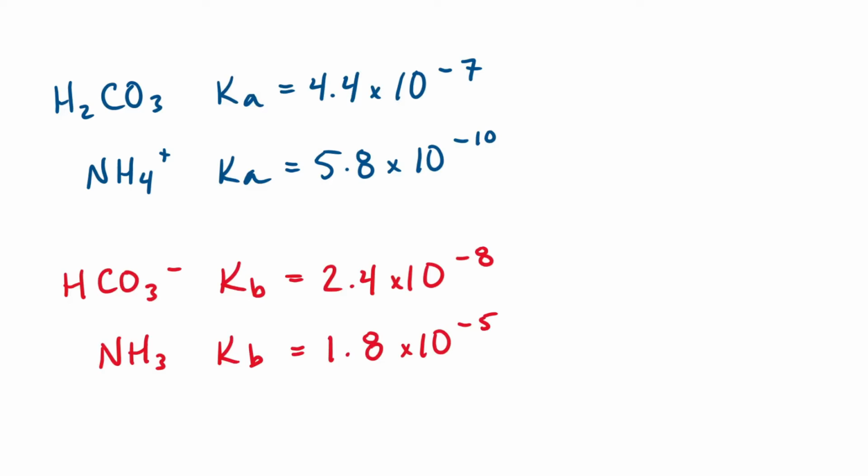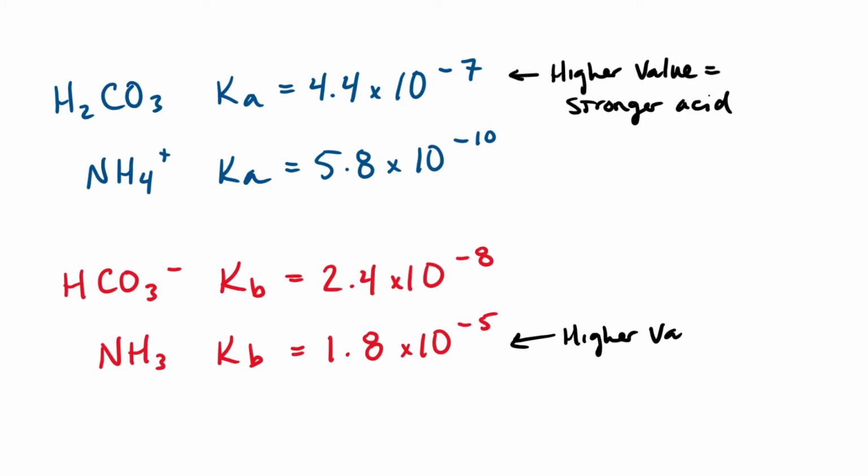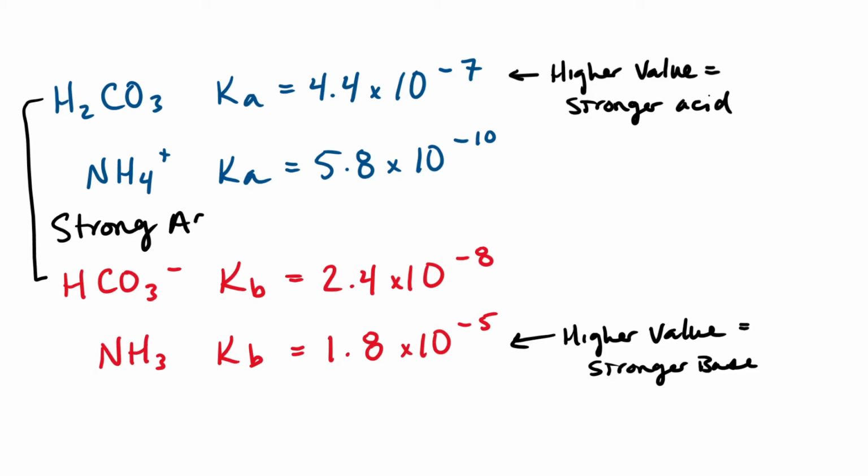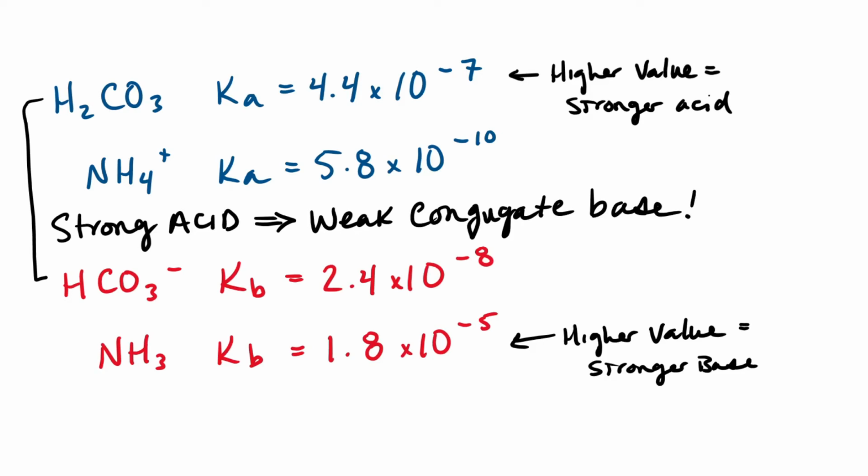So if we write down the acid dissociation constant for carbonic acid and for ammonium, we can see that carbonic acid is the stronger acid. If we look at the base dissociation constant, the equilibrium constant for the conjugate bases, we find that bicarbonate is a weaker base than ammonia. So the stronger conjugate acid is the weaker conjugate base, and vice versa. That's a useful rule to remember, and one that means that equilibrium will favor the weaker set of acid and base since their reaction rate is slower.